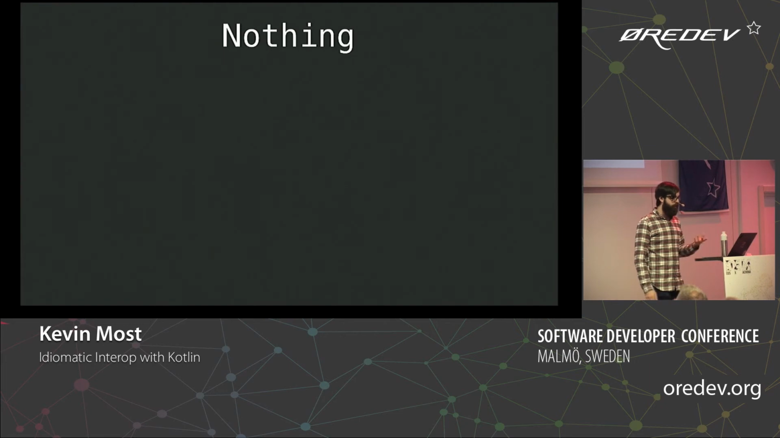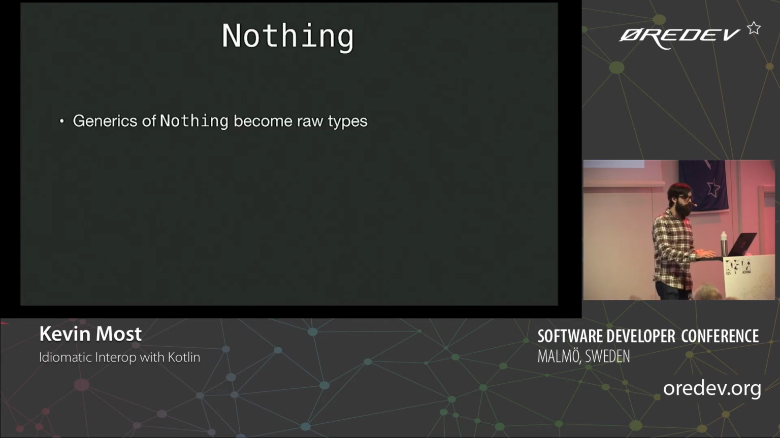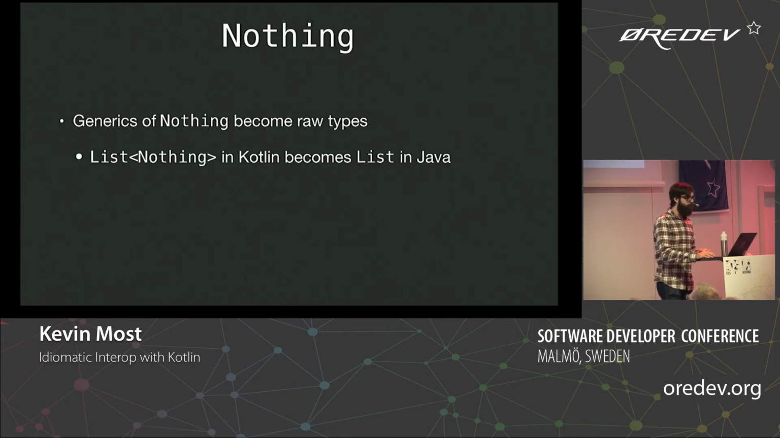So a few things happen. First of all, if nothing is in a generic, it just gets mapped to a raw type. So if you had a list of nothing, for example, I don't know why, but it would just become a raw list.